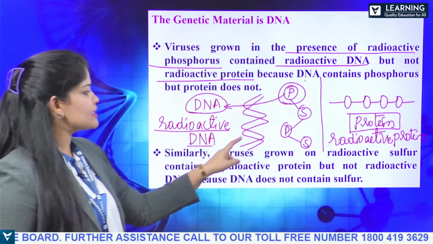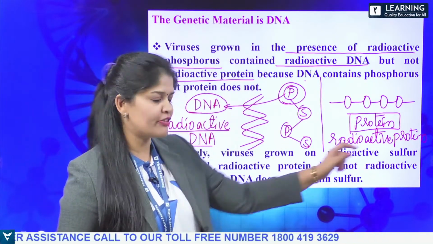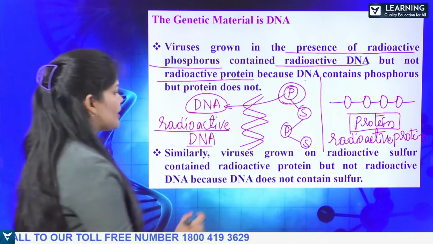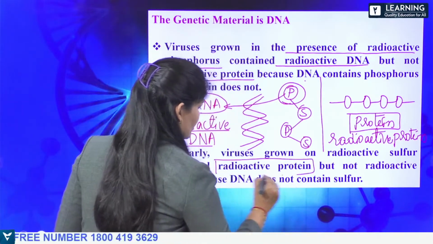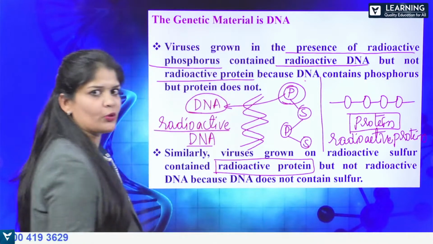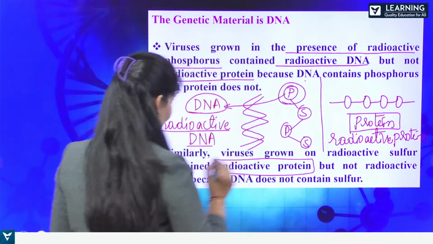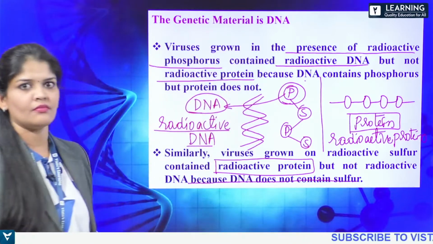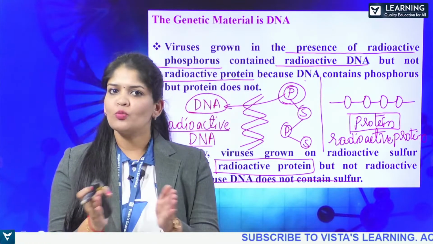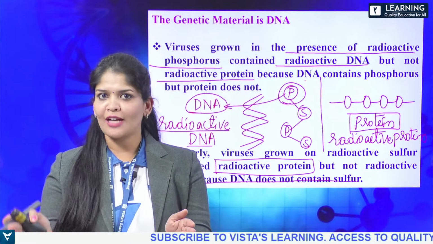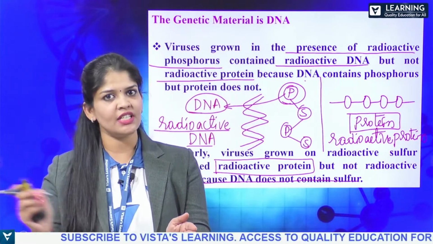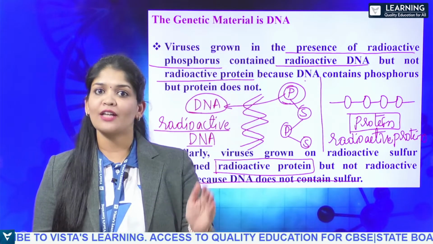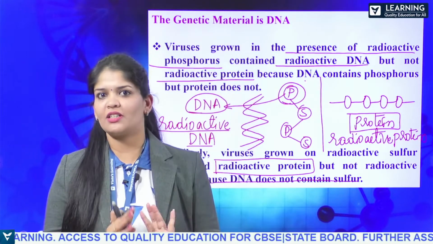Similarly, virus growing on radioactive sulfur contains radioactive protein, but not radioactive DNA, because DNA does not contain sulfur. So we have taken two petri dishes. One is provided with radioactive phosphorus, which forms radioactive DNA, and the other petri plate has radioactive sulfur, which forms radioactive protein. That's it.